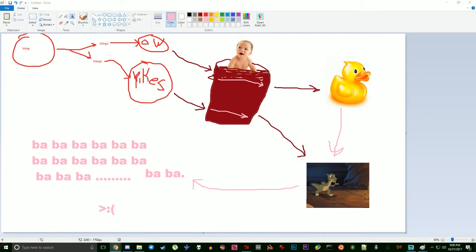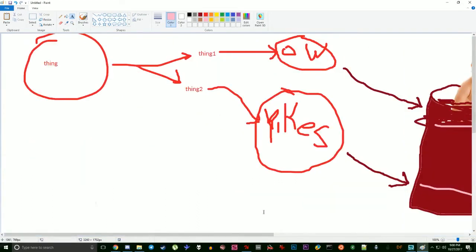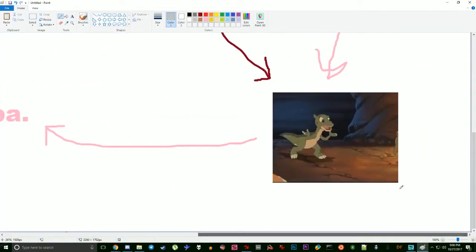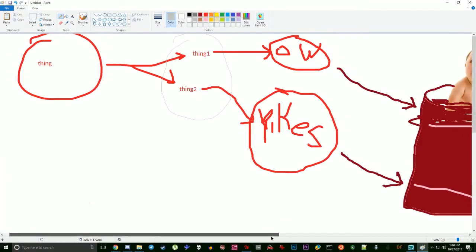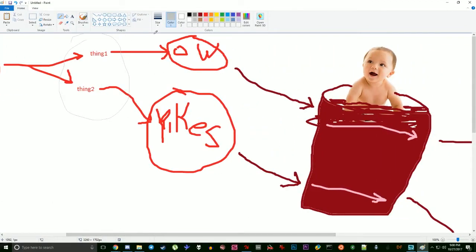Okay, so to recap, I can zoom back in here now that we're finally ready. We started with the thing, okay, and the thing ended up diverging into thing one and thing two. And you gotta understand that I'm gonna make some light notes here. This part right here, this is where they don't meet again until they merge at the very end. But we're not there yet. Okay, so thing one and thing two, they make way and they're gone from each other. So we have ow and yikes, you know, that they become their own thing.